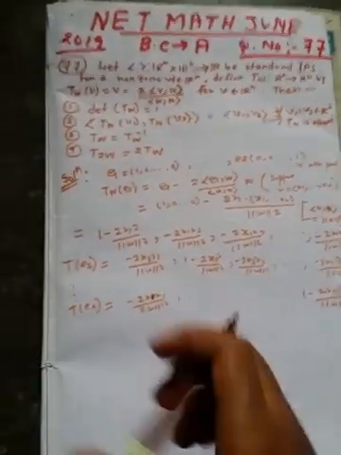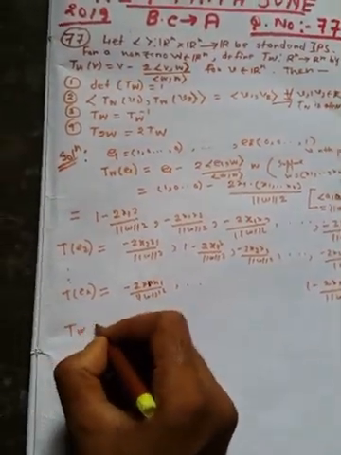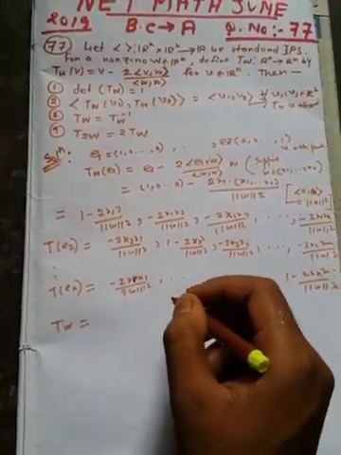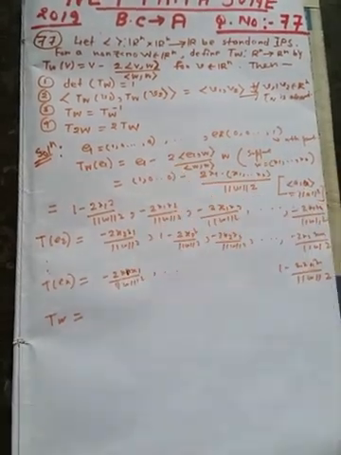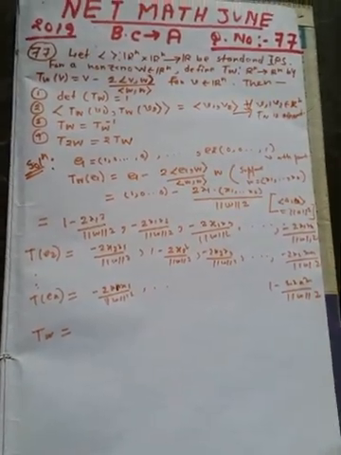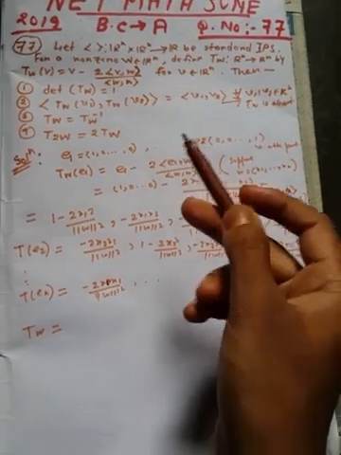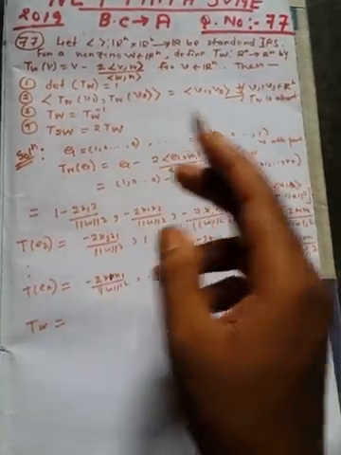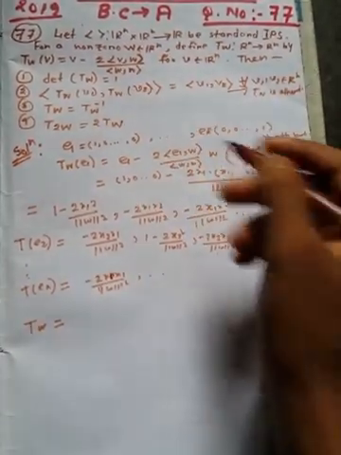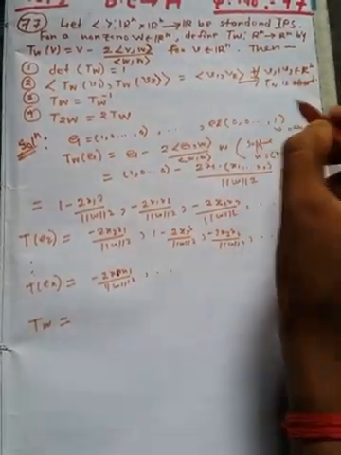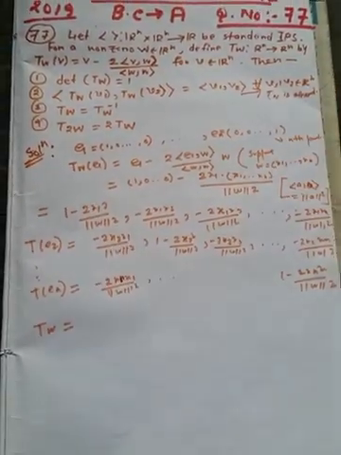So what is TW, the matrix representation with respect to the basis? This basis is orthonormal, because E1, E2 dot dot dot En are both orthogonal and orthonormal.